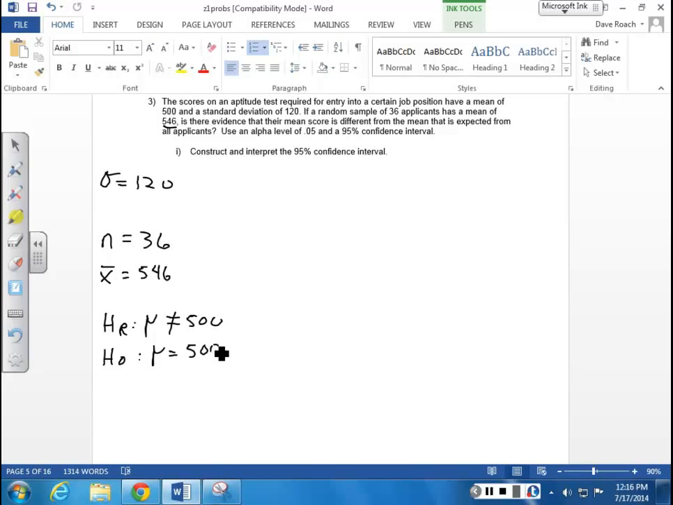Okay. So for the confidence interval, we're going to have the statistic plus or minus margin of error, where margin of error is equal to the confidence coefficient Z times the standard error of X bar. And our sigma X bar is equal to sigma divided by the square root of n. Remember, that's just the central limit theorem stuff. And that's equal to 120 divided by the square root of 36, which is 20.